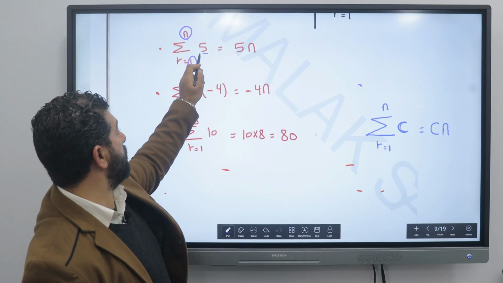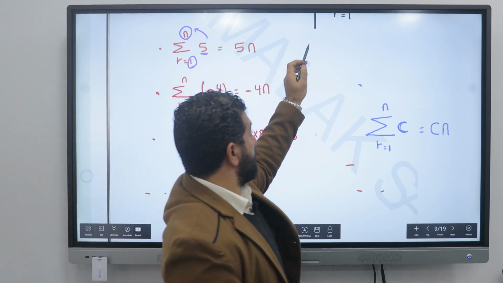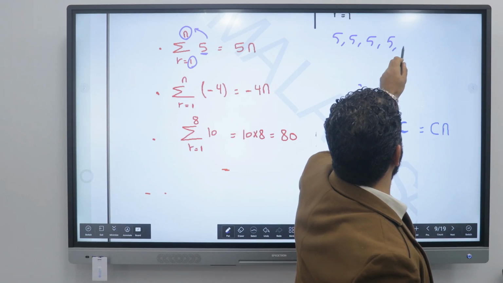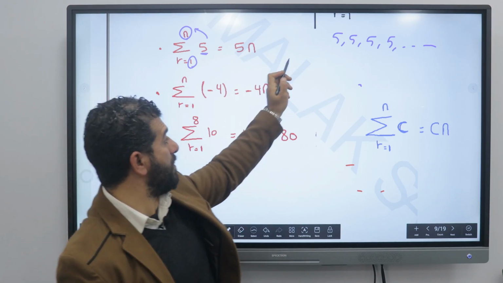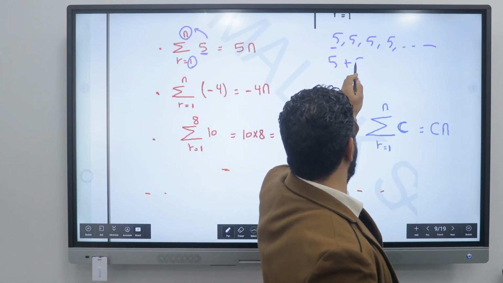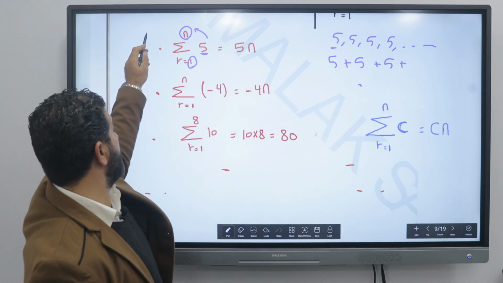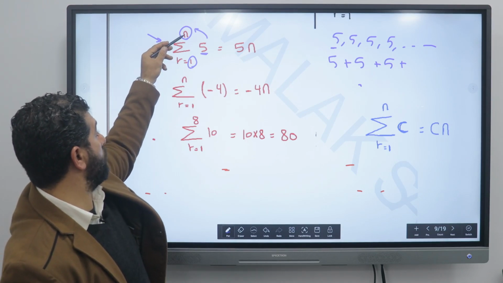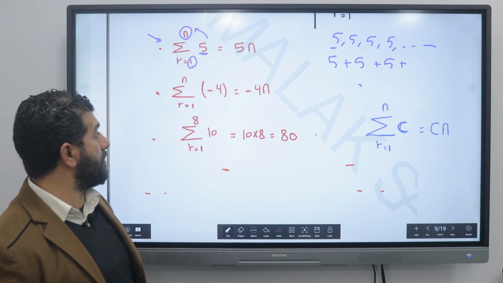So in this case we are going to multiply 5 by the number of terms, and this sequence is a constant sequence. We have 5, 5, 5, 5. If I want to get the sum of this sequence, you will multiply 5 by the number of terms. Instead of writing 5 plus 5 plus 5 n times, we can write this notation, the summation of r from 1 to n of 5. This is a constant sequence, all terms are 5, so it's 5n.